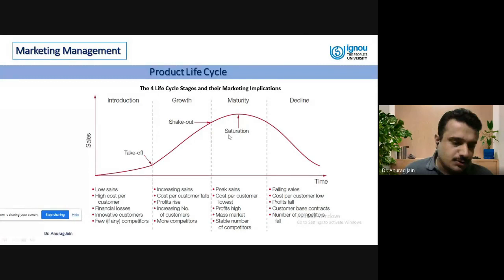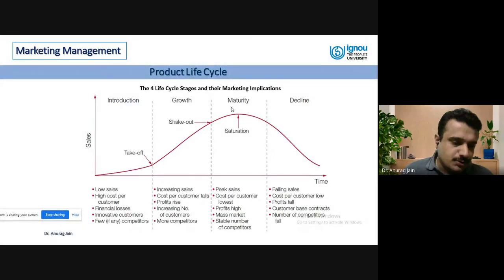So maturity is a stage where you will earn most of the profit out of that product which you launched in the market. This is the golden period for your product, where your product may become so successful that it will give you a cash flow for the next 5 or 10 years. It is also a possible case, right?